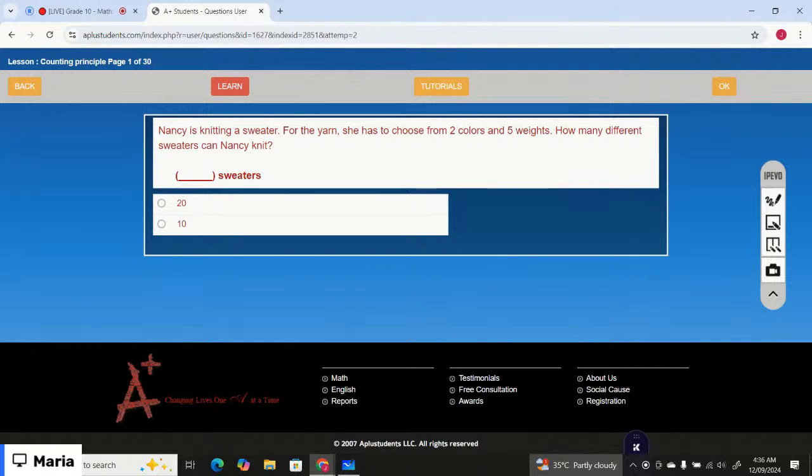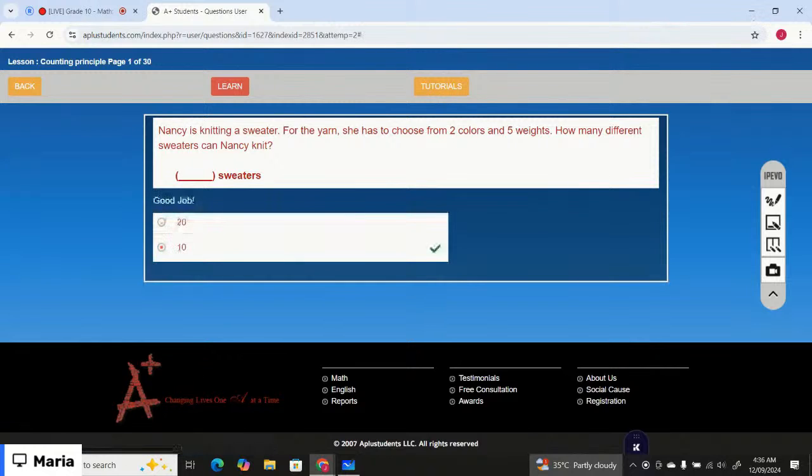Nancy is knitting a sweater from yarn. She has two colors and five weights. How many different sweaters can Nancy knit? You have to do 2 times 5, right? So 2 times 5 is 10. The correct option is 10. Option number 2 is the correct option.